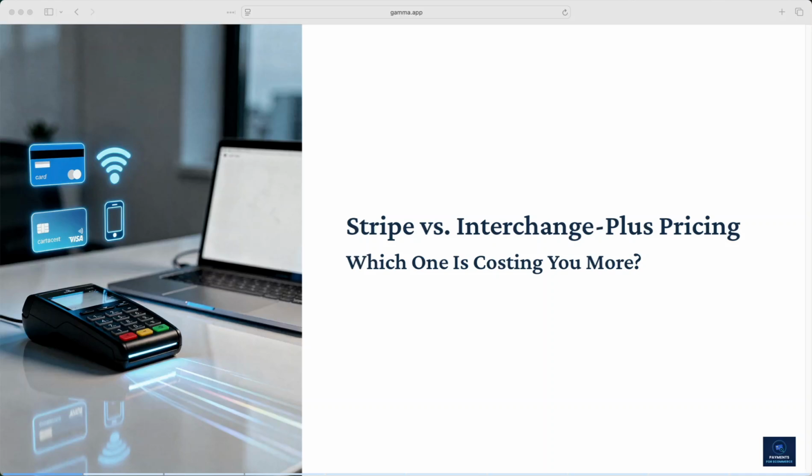Welcome, everyone. Today we're diving into a topic that directly affects your profitability as an e-commerce operator, and that is your payment processing costs. Specifically, we're going to compare two pricing models: flat rate pricing, which most of you are probably already using, and Interchange-Plus pricing, which most of you have probably never been offered.